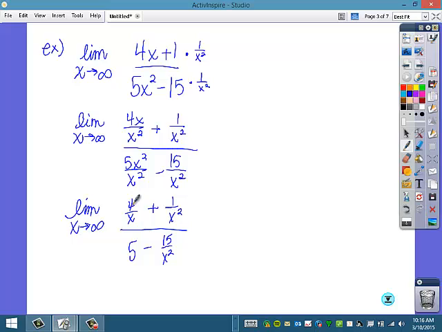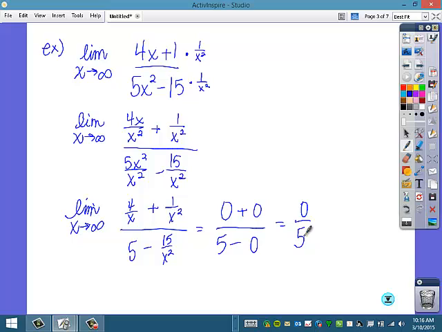I have a real number in my numerator, and I'm raising x to a positive rational number as my exponent. So the limit as x approaches infinity of 4 over x is just 0. The limit as x approaches infinity of 1 over x squared is also 0. The limit as x approaches infinity of 5, remember when you take the limit of a constant number, it's just the constant number. And then minus the limit as x approaches infinity of 15 over x squared is also just 0. So I'm left with a 0 over 5.